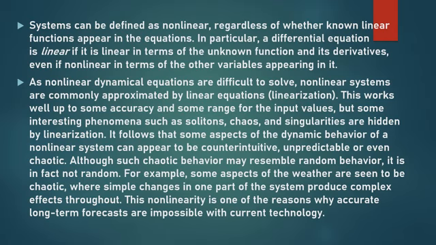It follows that some aspects of the dynamic behavior of a nonlinear system can appear to be counterintuitive, unpredictable, or even chaotic. Although such chaotic behavior may resemble random behavior, it is in fact not random. For example, some aspects of the weather are seen to be chaotic, where simple changes in one part of the system produce complex effects throughout. This nonlinearity is one of the reasons why accurate long-term forecasts are impossible with current technology.